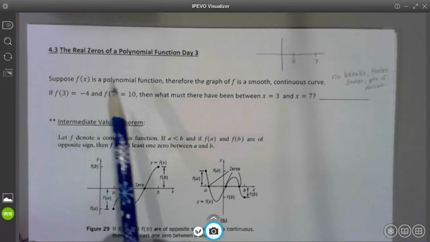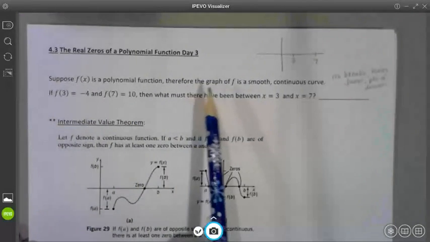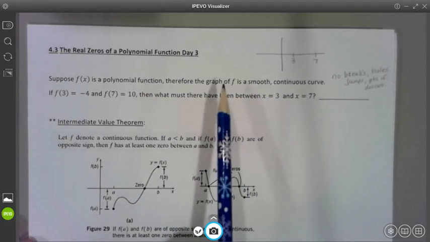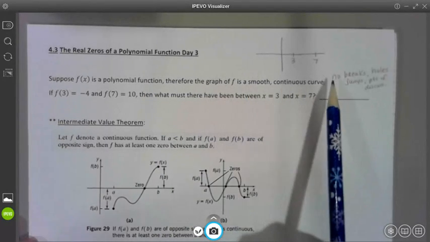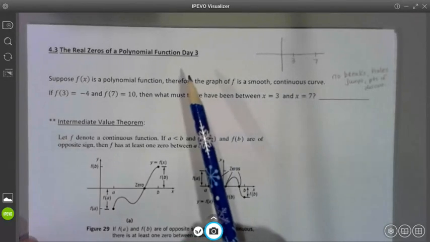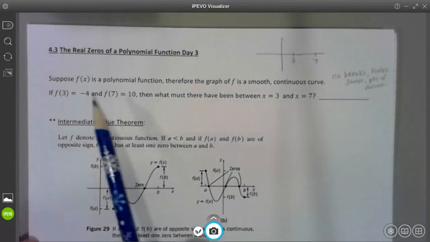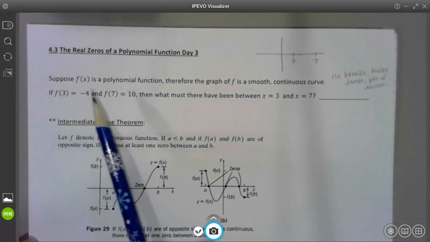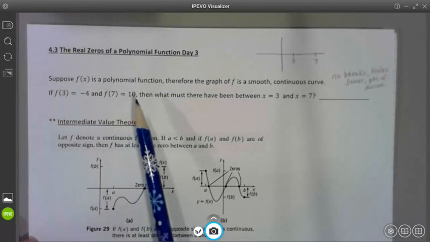Suppose f of x is a polynomial function. Therefore, the graph of f is a smooth continuous curve, right? Because polynomial functions create smooth continuous curves. They have no breaks, no holes, no jumps, no points of discontinuity. They are just a smooth continuous graph, okay? Well, suppose f of 3 equaled -4 and f of 7 equaled 10.